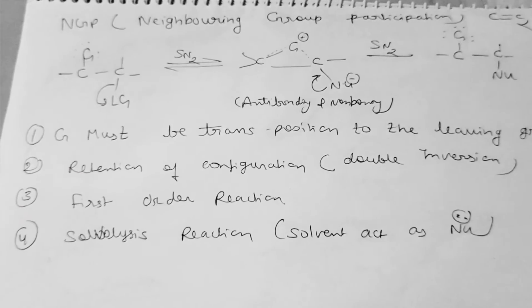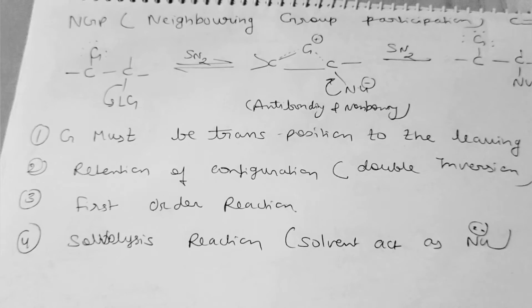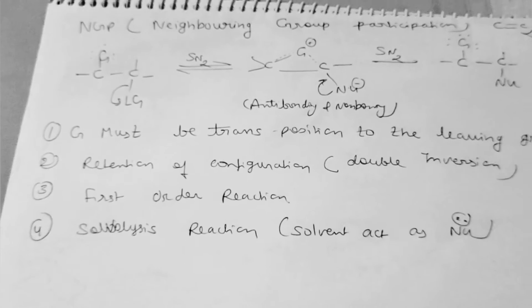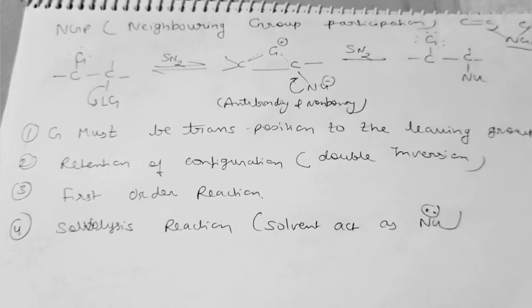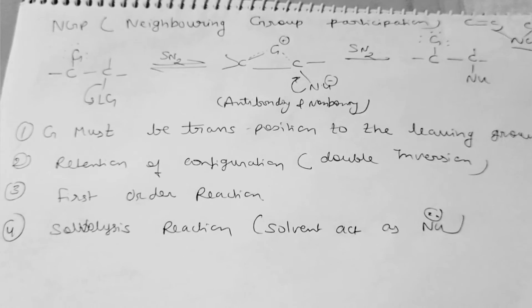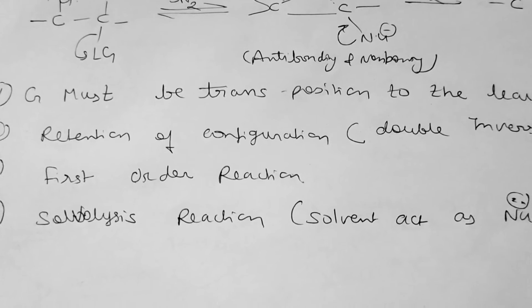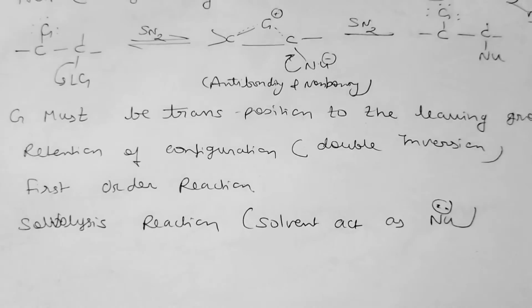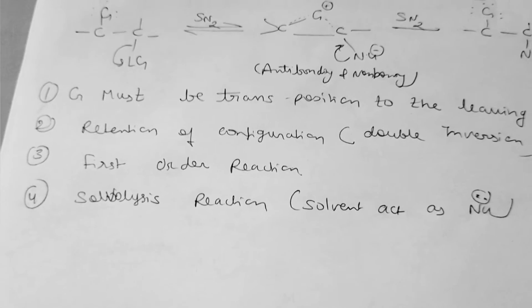Now what is the main component for how the reaction is feasible? First, G must be present in the trans position to the leaving group. This is one of the main conditions. Another is that retention of configuration should be there, that means double inversion is present, and the reaction is first order.